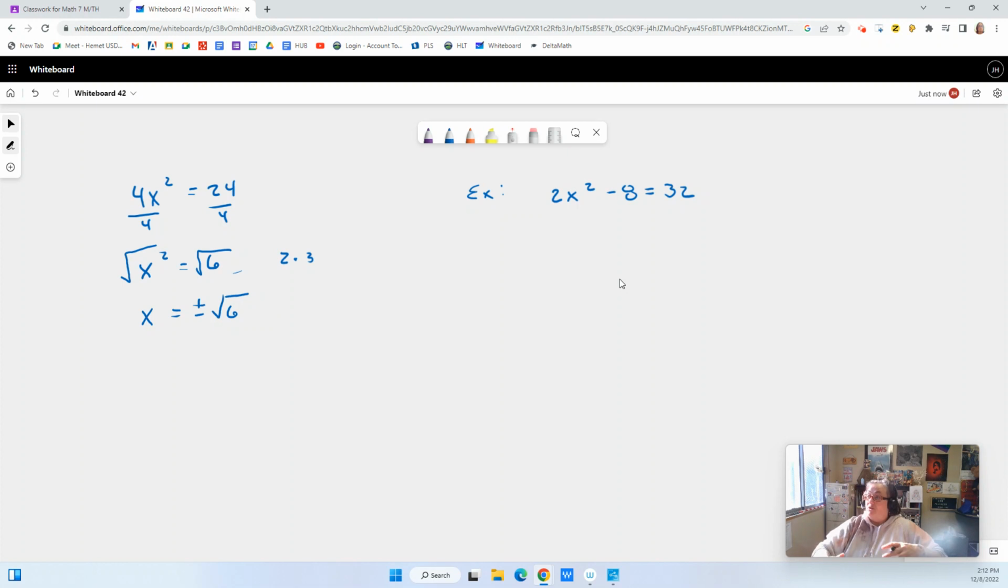So two things are happening here. We've got 2 being multiplied times x squared, and we have negative 8 being subtracted from it. So you're going to do your backwards PEMDAS, because we're doing inverse operations, it's like doing PEMDAS backwards, and we're going to start undoing those things. I've got that 8 being subtracted, so I'm going to start by adding 8 to both sides, and I get 2x squared equals 32 minus 8 is 24.